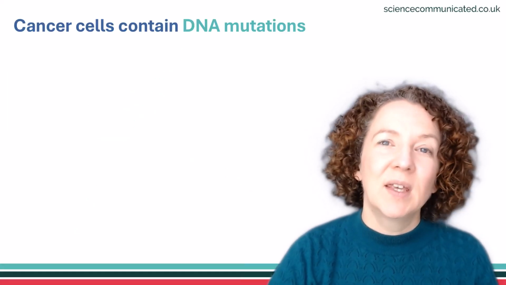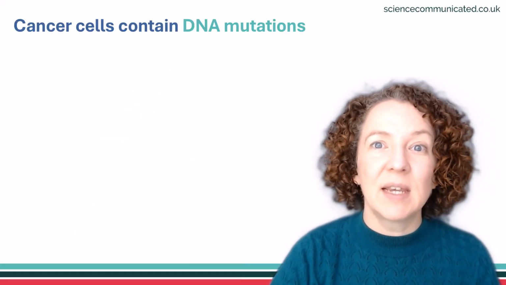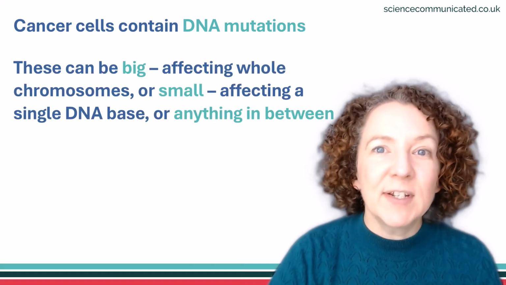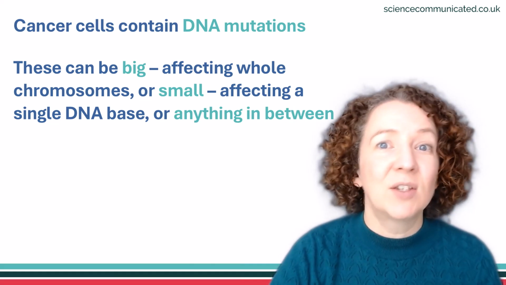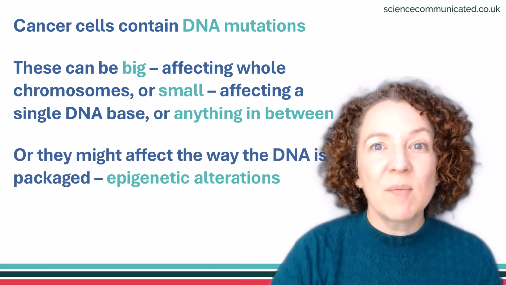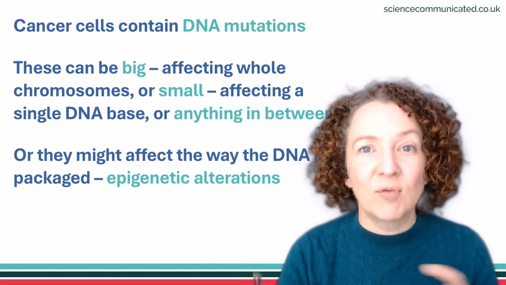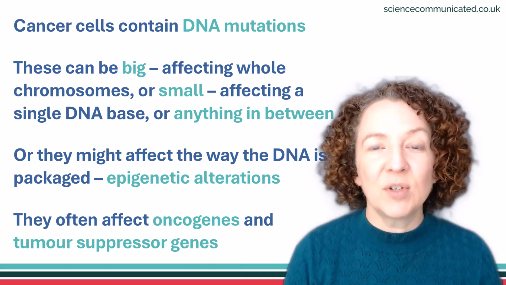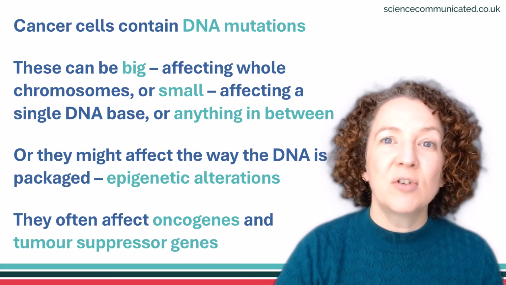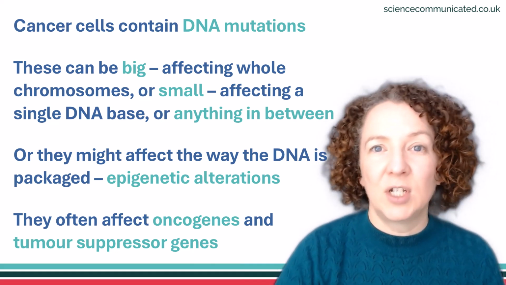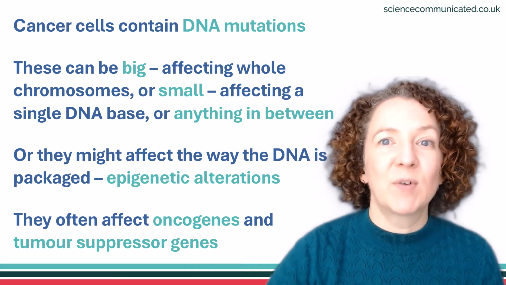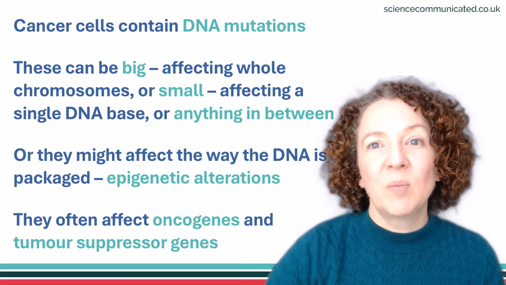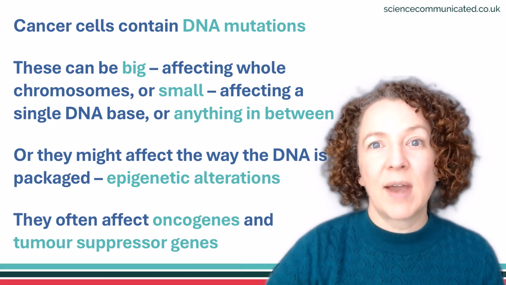To recap, cancer cells contain mutations in their DNA. These can be large scale, affecting whole chromosomes, or even down to ones affecting a single DNA base or anything in between. Or they might affect the way the DNA is packaged, whether it's really coiled up very tightly or much looser. Some of the most important mutations found in cancer cells are those that affect tumor suppressor genes and oncogenes. Oncogenes being genes for proteins that cause cells to grow, multiply, and survive. Tumor suppressor genes being genes that limit cell growth or help cells to die.